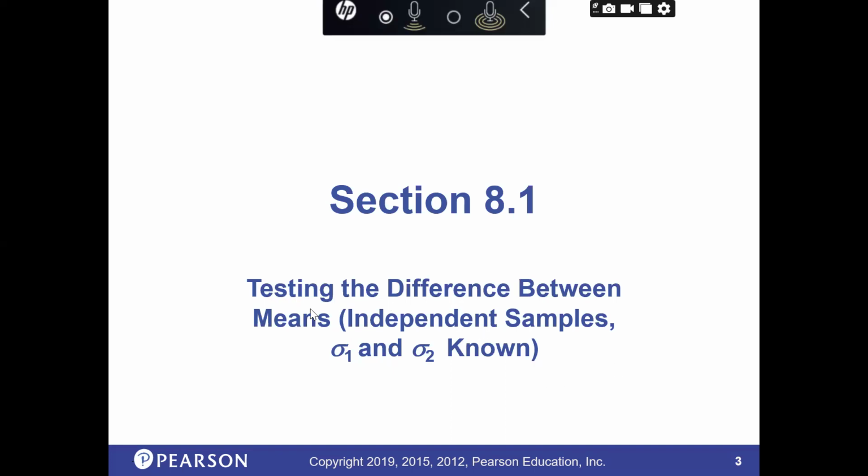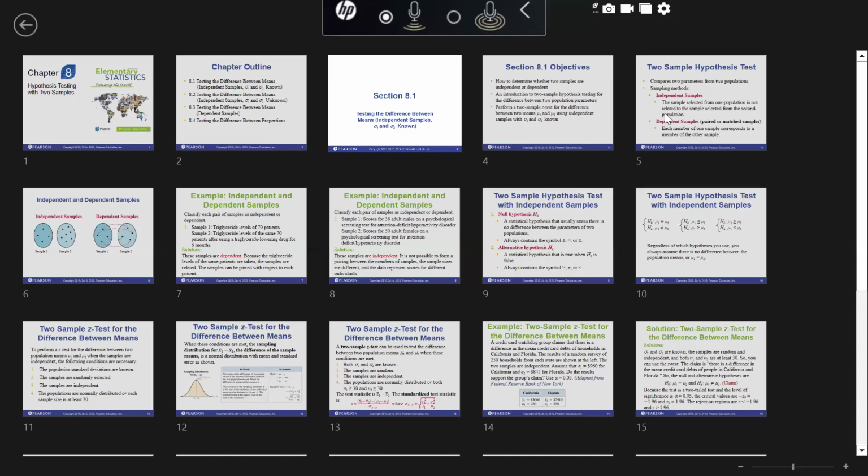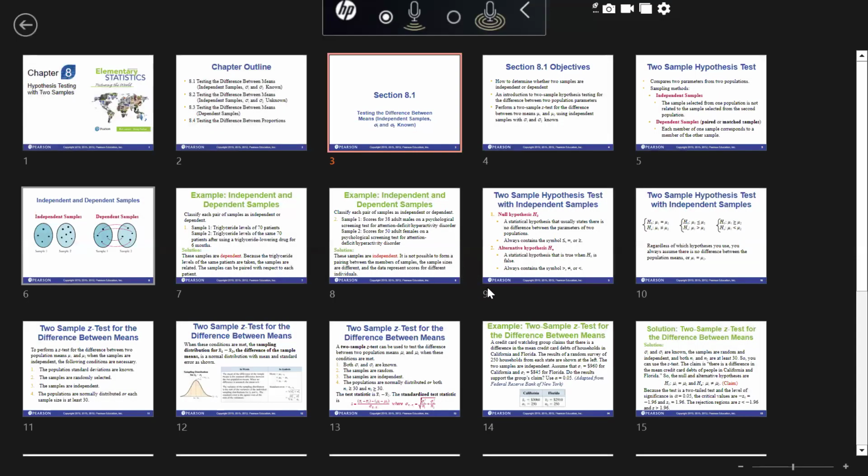Just keep in mind here: testing difference of means, independent samples, and the population standard deviations are known. Okay, so let's talk about it. Independent versus dependent samples here. And I'm going to just jump around. This will probably be the best illustration here.